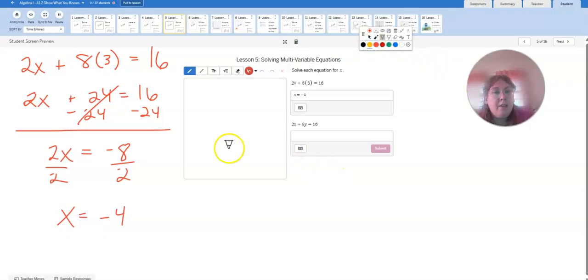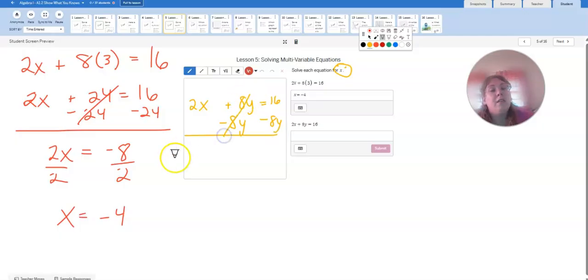And for the second one, we have two variables. So we have 2x plus 8y equals 16. But we're solving for x. So we're going to move this 8y to the other side. And we have 2x equals 16 minus 8y. And then to get x completely alone, we're going to divide everything by 2.